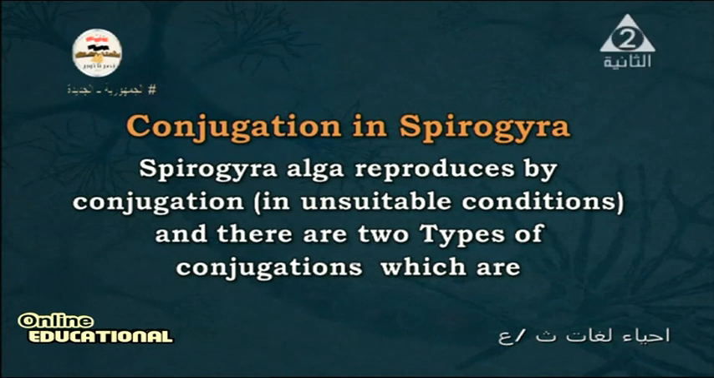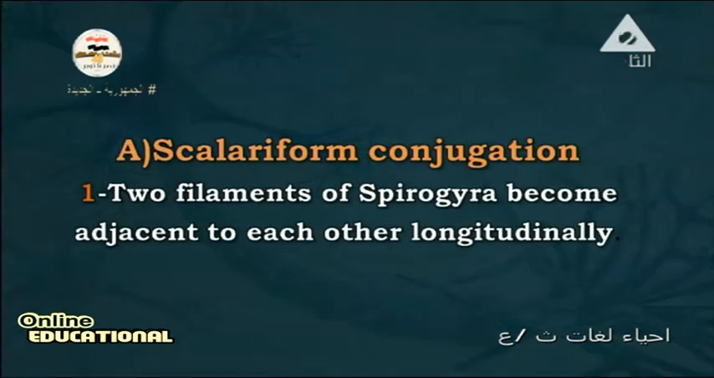And there are two types of conjugation in Spirogyra. Number one, scalariform conjugation. Number two is lateral conjugation. After we finish scalariform, we will describe the lateral conjugation. What is the scalariform? In scalariform conjugation, the two filaments of Spirogyra become adjacent to each other. Means the two filaments of Spirogyra stand beside each other like two rows.